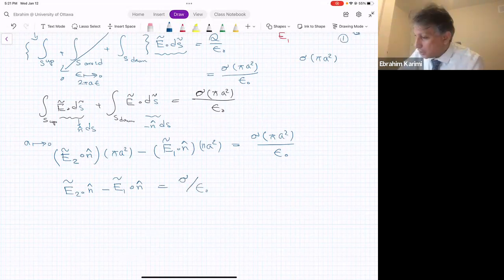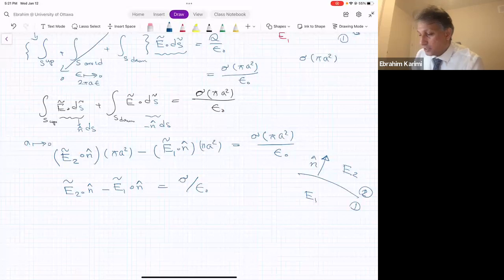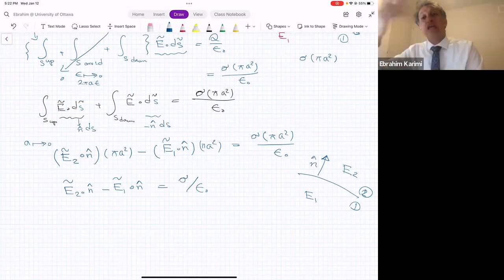Remember, the vector n is from region 1 to region 2. So what happens if you have a charge distribution on the surface is that the normal component of the electric field will change. If there is no charge at the surface, at the boundaries, then the normal component of the electric field will be the same.